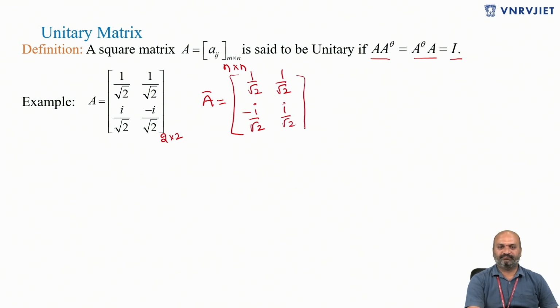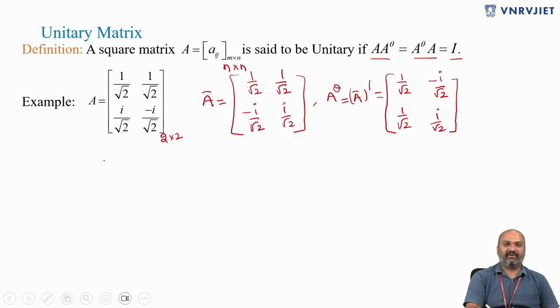This is A bar. Now, the transposed conjugate of A is generally denoted by A theta. To get it, interchange rows and columns: the first row becomes the first column, that is 1 by root 2 and 1 by root 2, and the second row becomes the second column, that is minus I by root 2 and plus I by root 2. So, this is the transposed conjugate of A.